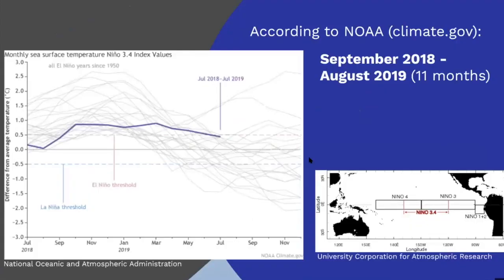The most recent event lasted 11 months, from September of 2018 to August of 2019. The left figure measures the monthly sea surface temperature of Niño 3.4 index, which is visualized on the right. The purple line represents the trend line of difference from average temperature, showing the difference increase at September of 2018 and coming back down past the El Nino threshold at August of 2019.